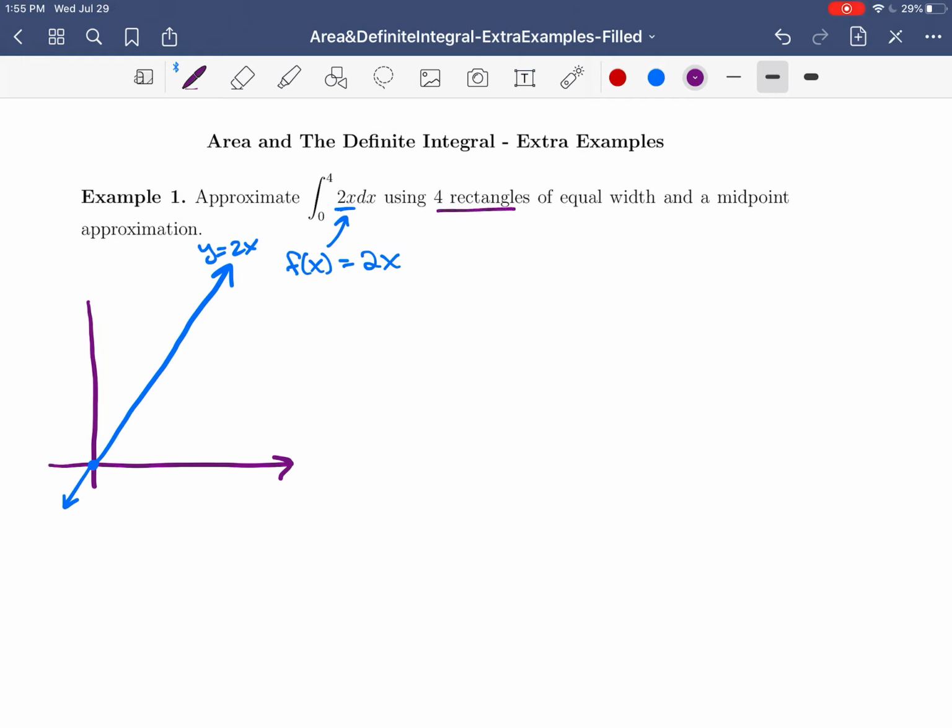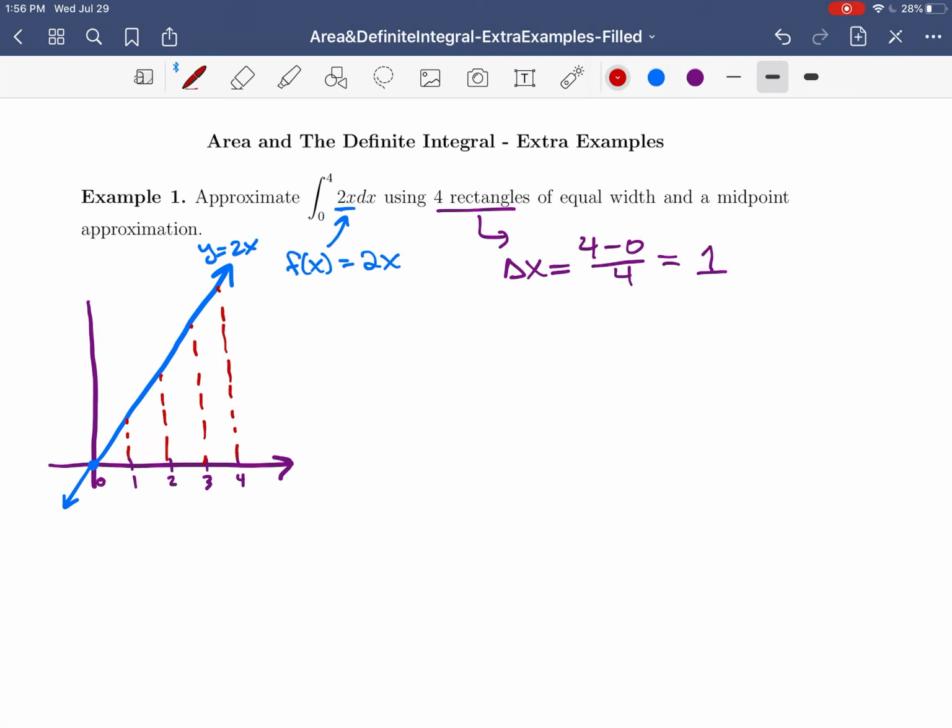So if we're going to use 4 rectangles and we're going from 0 to 4, that means that delta x is 4 minus 0 over 4. So b minus a divided by the number of rectangles. That's just 1, so they each have width 1. So you could just break up your interval, going from 0, 1, 2, 3, and 4. That's actually going to be the endpoints for the rectangles. So we get 4 rectangles there.